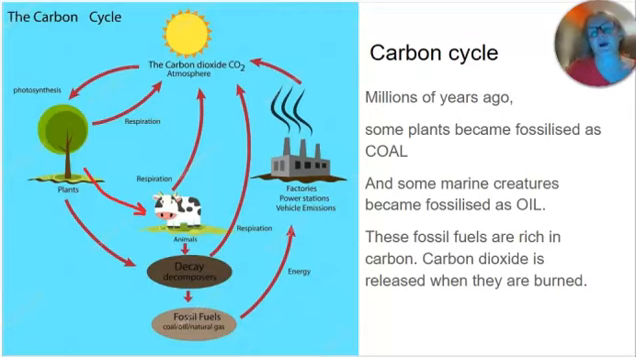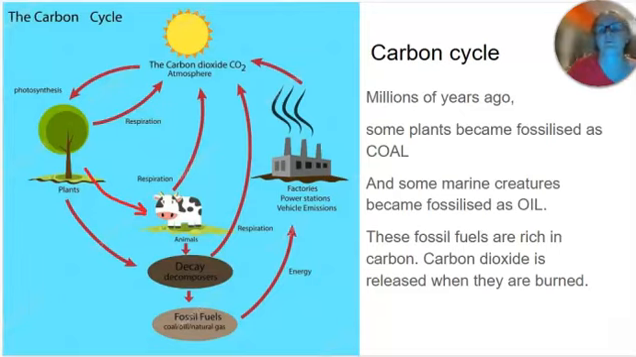There is another aspect of the carbon cycle which happened millions of years ago. Some plants became fossilized and some marine creatures became fossilized. The plants became coal and the marine creatures became oil. And these things are known as fossil fuels. When we burn fossil fuels in factories, power stations, in our vehicles, we actually release the carbon atoms from the fossil fuel where they're trapped back into the atmosphere to be used again by plants.